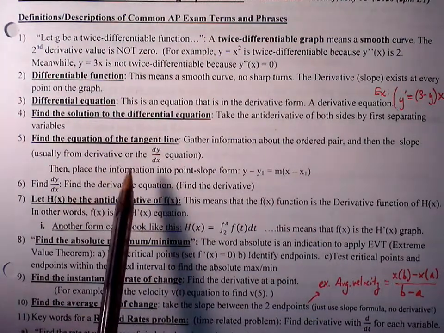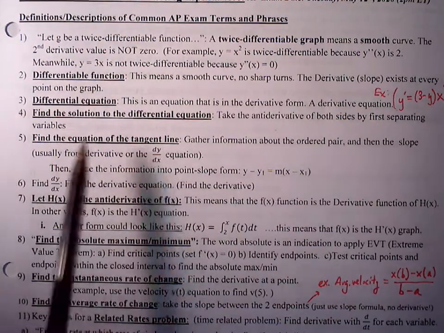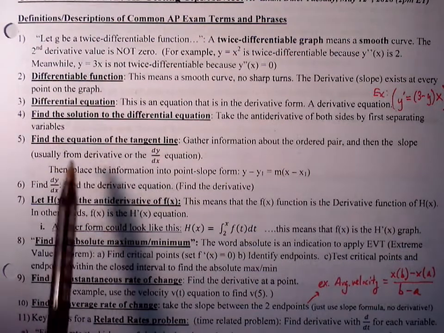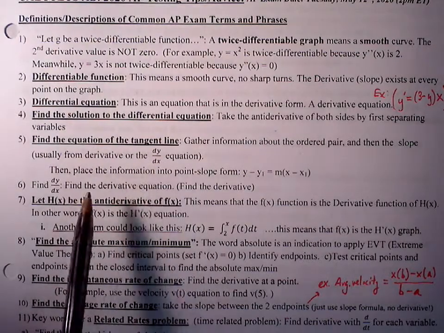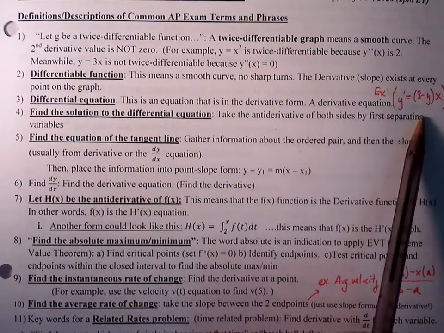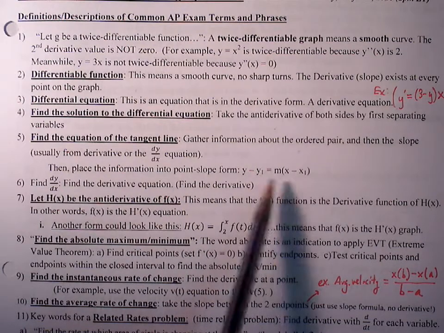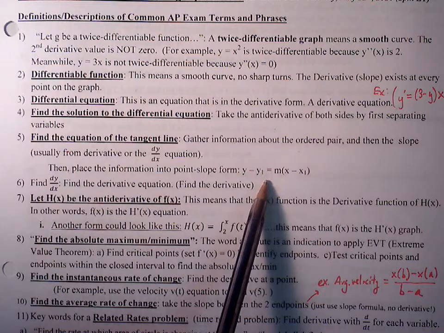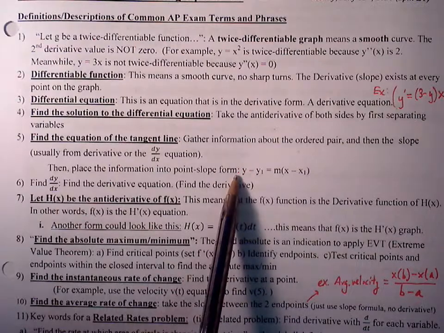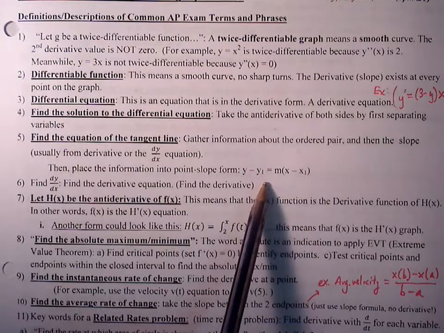Find the equation of a tangent line. This just means that we need to gather enough information to put it into point-slope form. The information that we need is an ordered pair, which is the point, and then the slope, which comes from the derivative or the dy/dx equation. So if we have a y prime equation like this, we can take the ordered pair, plug in, and find the slope. Then take the ordered pair that the problem gives you and put it in point-slope form. Once you find that tangent line equation, you're able to produce what the problem is asking for.